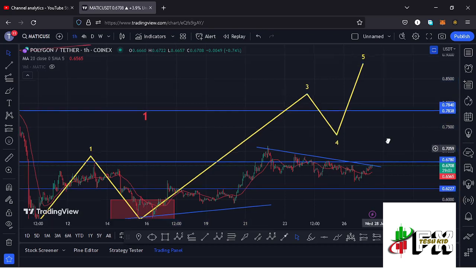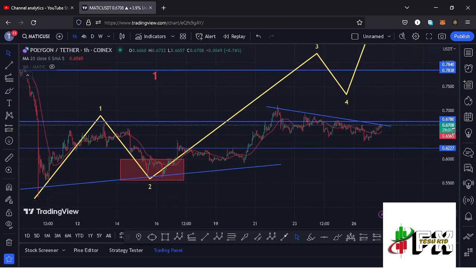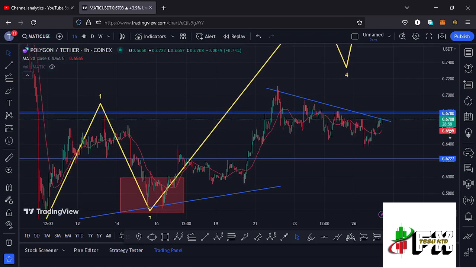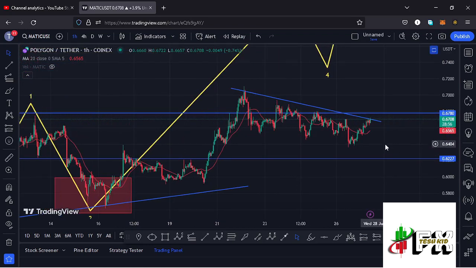Alternatively, in case we don't see a break above that key area, that is that ascending trend line, and a break above resistance, then there are chances that we can see a bit of a breakdown on the charts in a move that could possibly take us to our next key area of support at around the $0.6227 mark, where we can find support and then get that massive bounce back to the upper side.